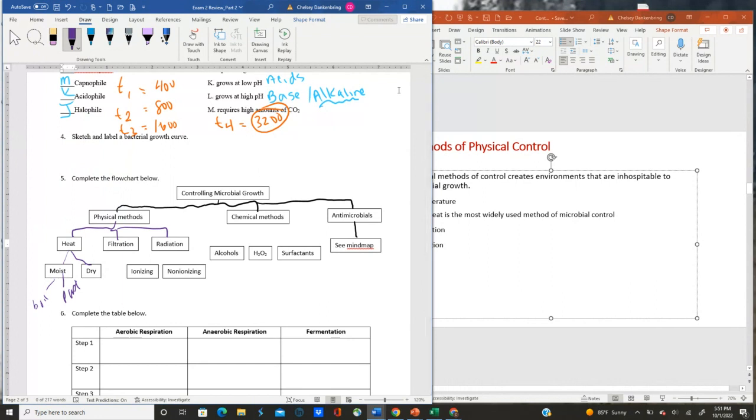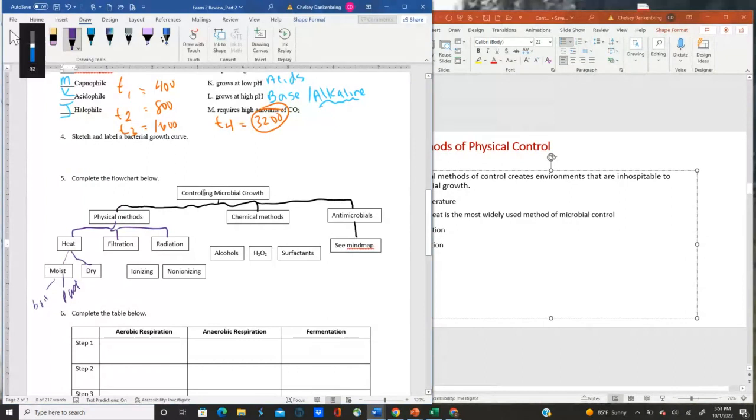Yeah, so wait, I might be getting these confused, but on the last review session, for physical, we did temperature, tonicity, oxygen, and pH. And then I was curious if we were going to add filtration and radiation, but I see you added them on this one, but then the other ones are listed as well.